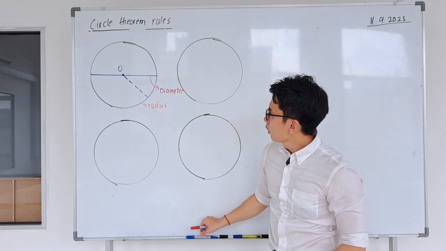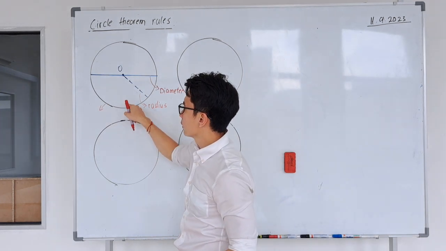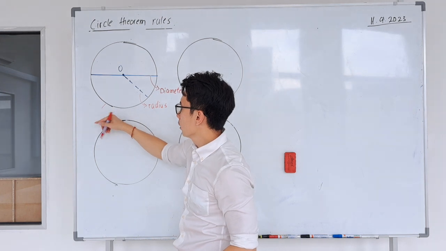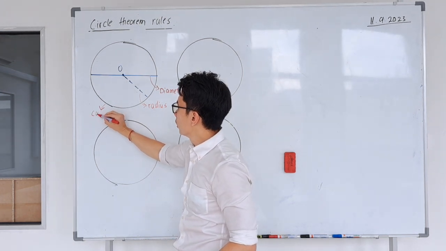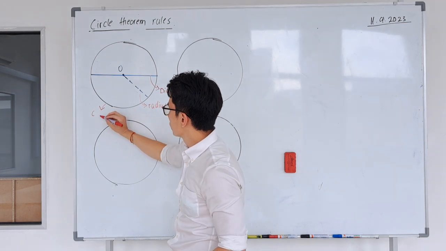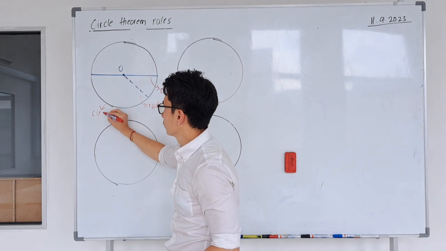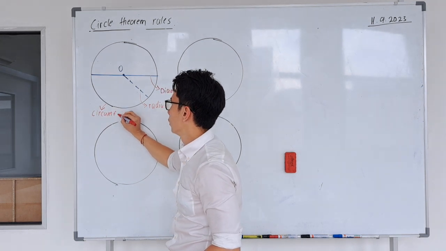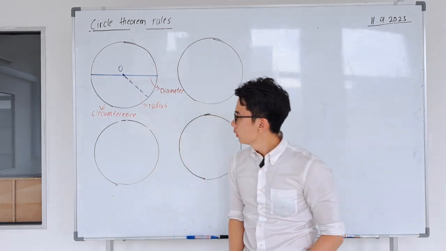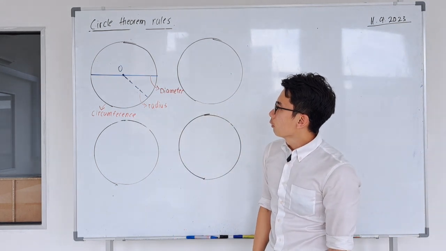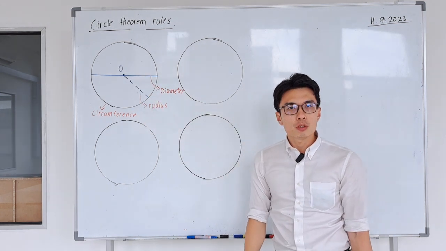Alright? And of course, this line over here, which is represented by the black marker pen, the whole thing over here, it's called a circumference. Alright, a circumference.